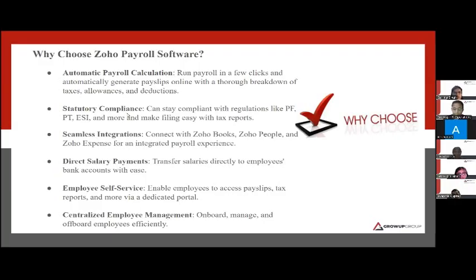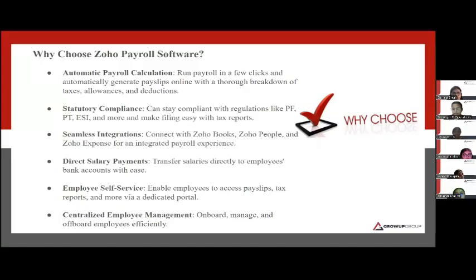The next feature is statutory compliance. We can stay compliant with all the regulations, such as Provident Fund, PT, ESIC, and many more such things. You can also get the tax reports on time to file your tax returns. And the third is seamless integration. As we know, it is connected with various Zoho applications like Zoho Books, Zoho People, as well as Zoho Expense, which gives organizations a better payroll experience.